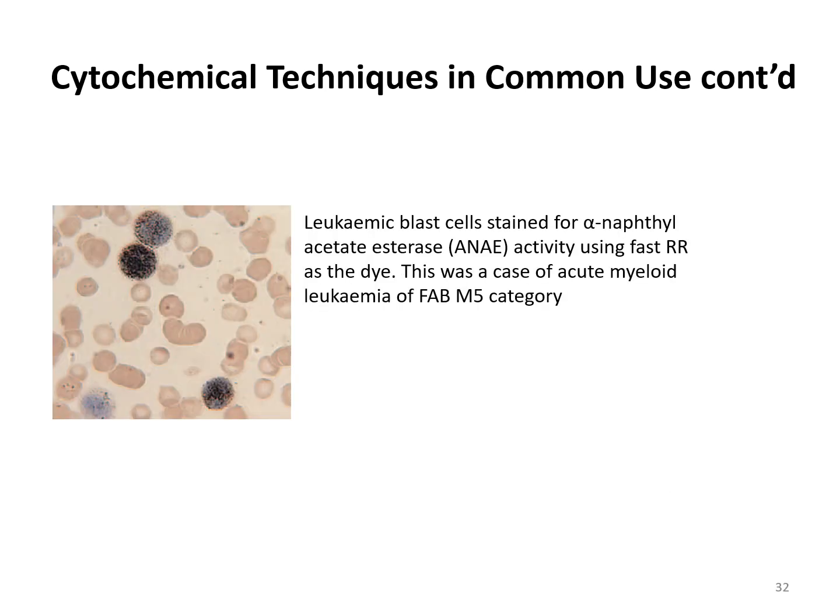In this stain, you can see granular structures on the surface of the cytoplasm. This is ANAE, non-specific staining, diffuse and present in the cytoplasm. This is M5 category, acute myeloid leukemia.